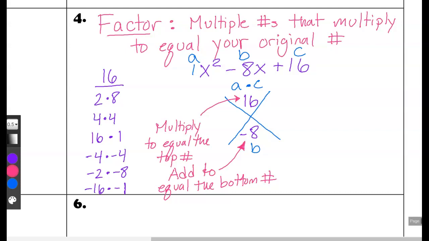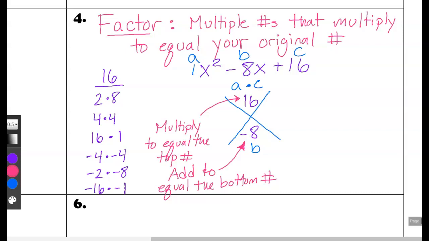Yes. So we've already listed the factors of 16, right? The factors are numbers that multiply together to equal another number. So if we're looking for two numbers that multiply to be 16, lucky enough for us, we've already listed all of the numbers that multiply to be 16. But we are now also only looking for the factors of 16 that also add to give us negative 8. Which one of those sets of numbers also add to give us negative 8?